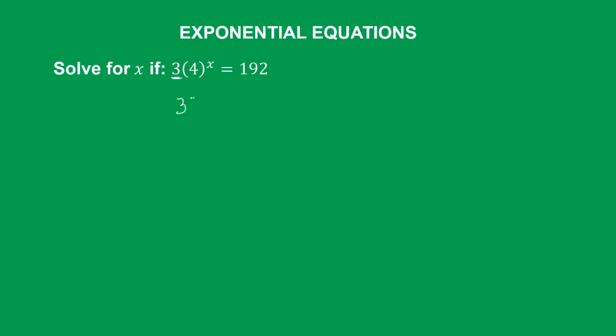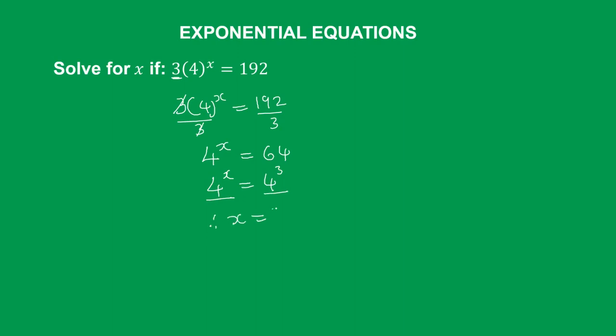So it's 3, then 4 to the power x is equal to 192. Divide by 3, divide by 3. So 3 divided by 3 is 1. So we remain with 4 to the power x is equal to 64. 64 is 4 to the power 3. So you can say 4 to the power x is equal to 4 to the power 3. Now we have a single power this side, single power this side. The bases are the same. Therefore, x is equal to 3.